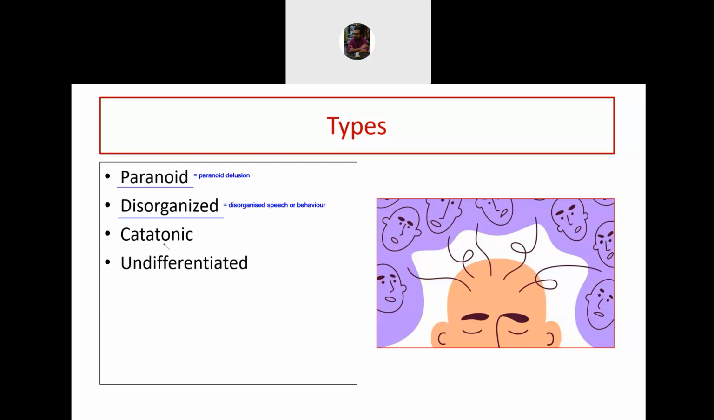If catatonia, that is stiffness of the body and waxy flexibility, become the most important criteria, then that is called catatonic schizophrenia. But sometimes you will see that the features are mixed up. The same person may have more than one type of feature. In those cases, it is known as undifferentiated schizophrenia. So these are the predominant types of schizophrenia in our classification. Apart from this, there are also some other subtypes, but these are the most important subtypes of schizophrenia.